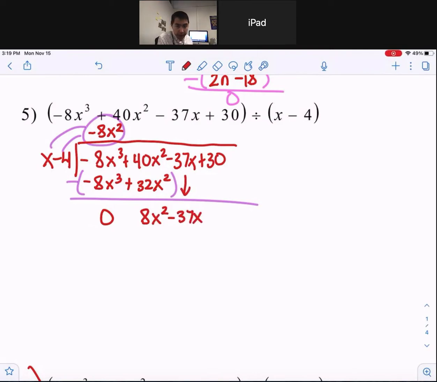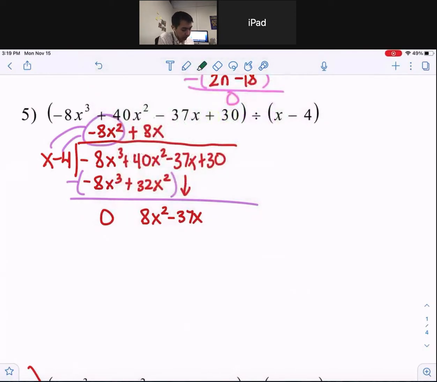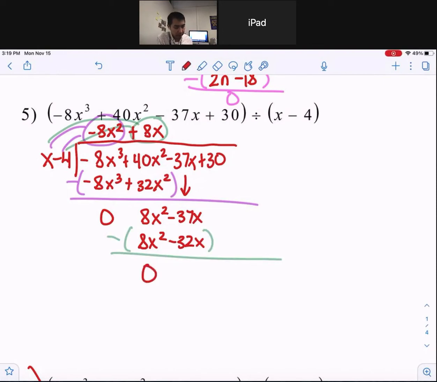Okay, next, what times x will give us 8x to the second? That would be 8x. And then we distribute the 8x, you guys, to both of here. So 8x times x, 8x squared, 8x times negative 4, negative 32x. Subtract, so that's 0. Negative 37 minus a negative 32, so this is going to be a positive, you guys. Negative 37 plus 32, negative 5x. And then drop down the 30.